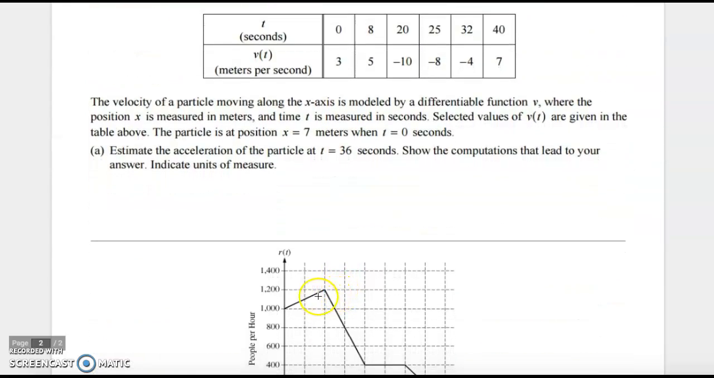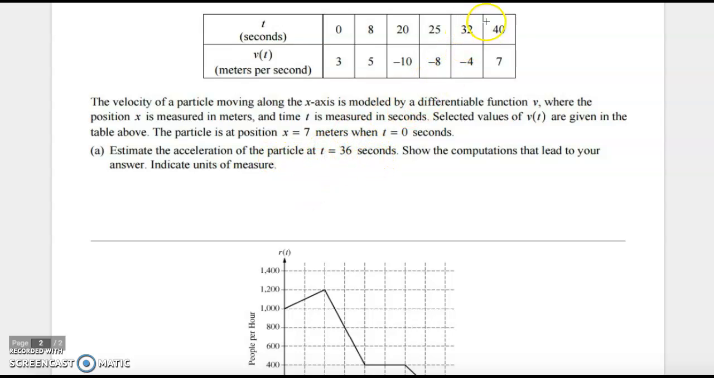All right, let's look at this problem. It says the velocity of a particle moving along the x-axis is modeled by a differentiable function v, where the position x is measured in meters and time is measured in seconds, so your velocity is measured in meters per second. That makes sense. Selected values of v of t are given in the table above, and the particle starts at position x equals 7 meters at time t equals 0 seconds. They want us to estimate the acceleration of the particle at t equals 36 seconds.